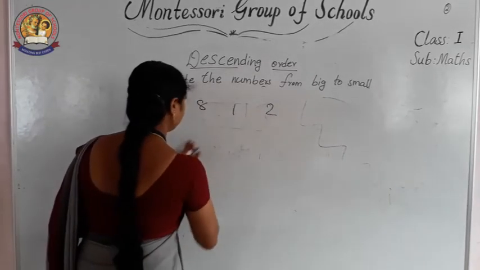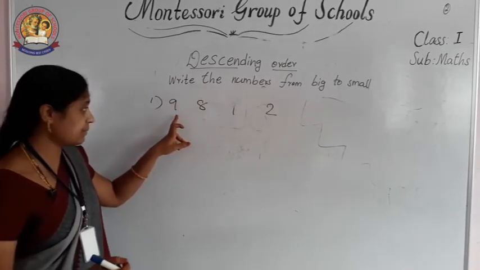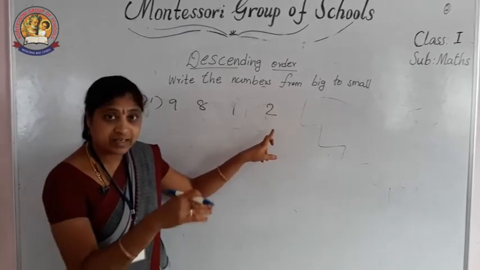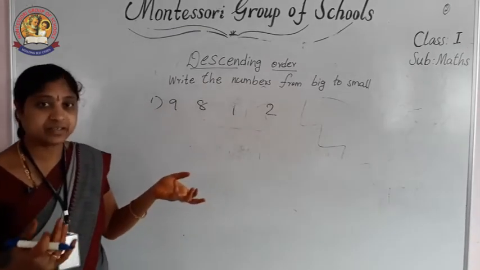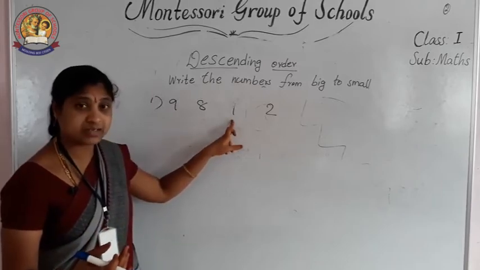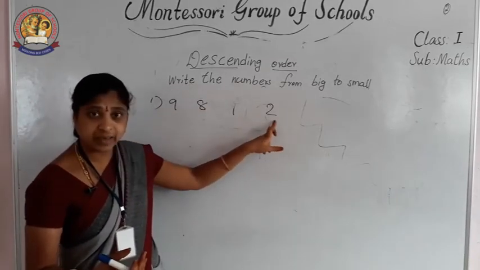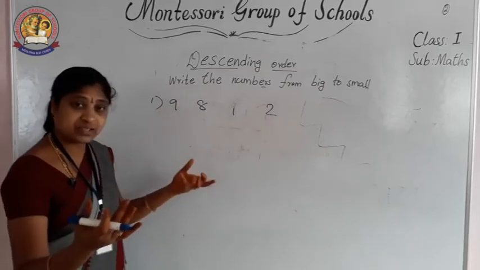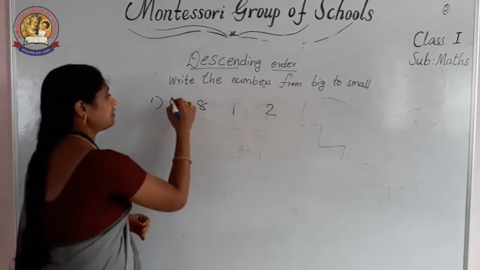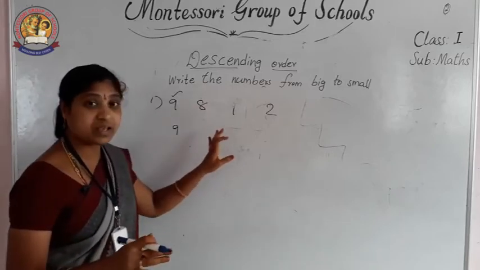Here, first problem. What are the numbers? 9, next 8, next 1, 2. In these numbers, which is the bigger? Is 1 the bigger? No, 1 is the smaller. Is 2 the bigger? No. Tell me students, which is the bigger? Yes, 9. Right, here 9 is over. Next, what is the balance?